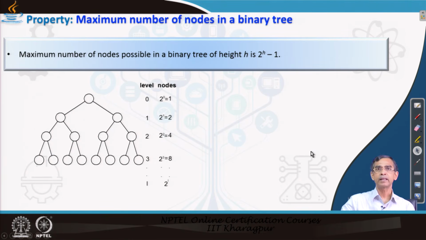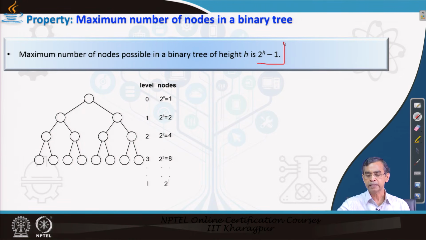The second property, which is again interesting, is related to the maximum number of nodes that is possible in a binary tree. Obviously, if a binary tree is a full binary tree, then it can contain the maximum number of elements, because all levels are occupied with all nodes. So the maximum number of nodes possible in a binary tree, if its height is h, is given by this formula: 2 to the power h minus 1.